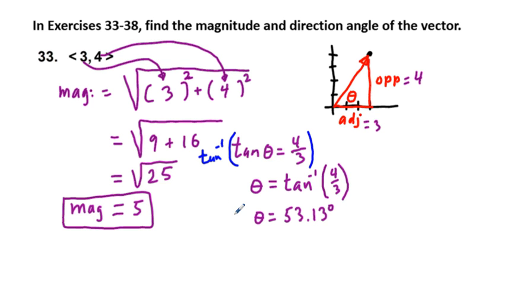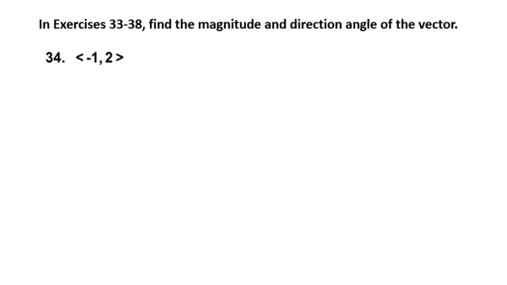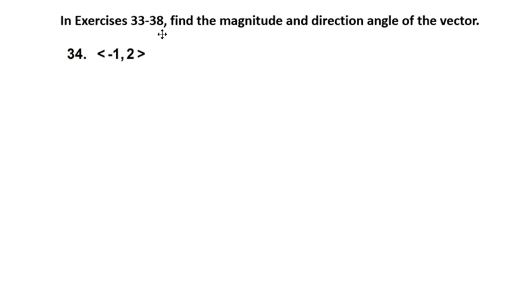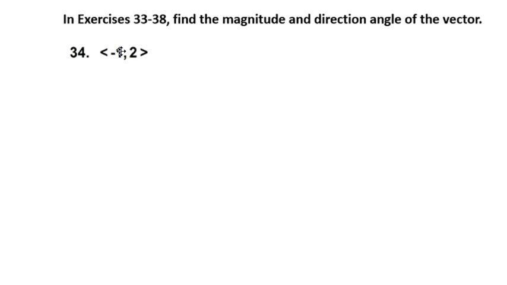Now we're fortunate in one respect here, and that is that since we have our angle in quadrant 1, there's no adjustment we have to be making as far as for quadrants 2, 3, and 4. So anyway, that's it. Problem 34 is not quite as straightforward, in that with this angle at -1, 2, you're not in quadrant 1. Let's go on to 35.